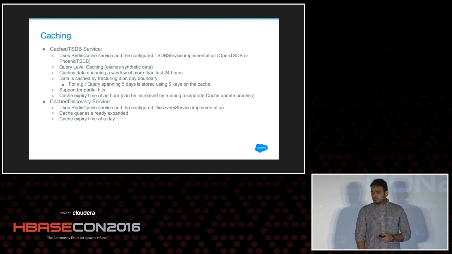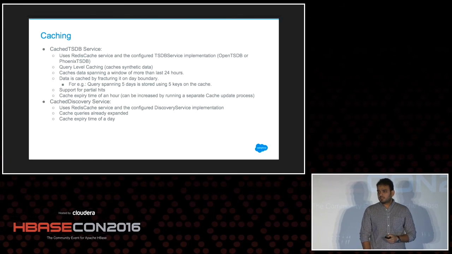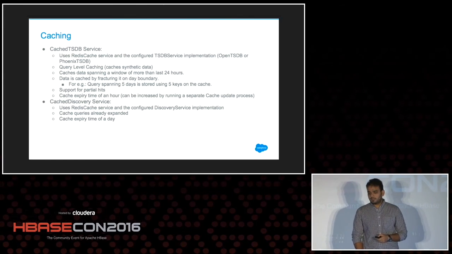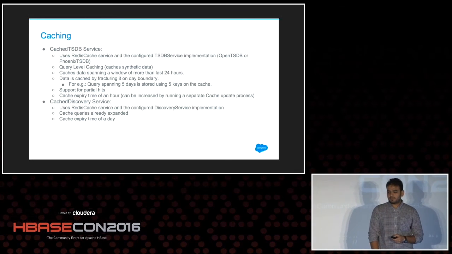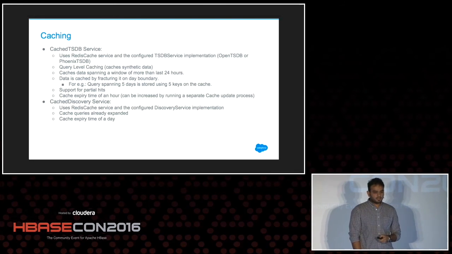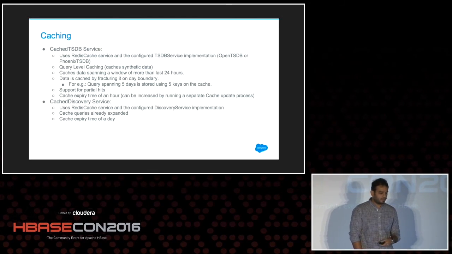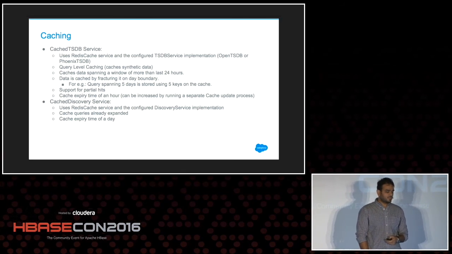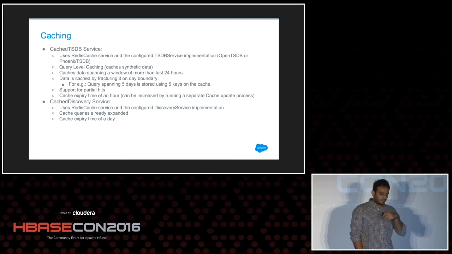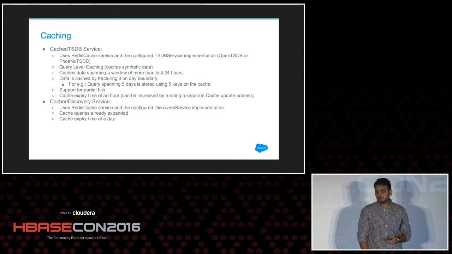Caching. Some of the read performance with Argus queries was really slow, especially if the time window span for a query was greater than 24 hours or greater than X number of days. So we decided to have a cache TSDB service that would perform query level caching.